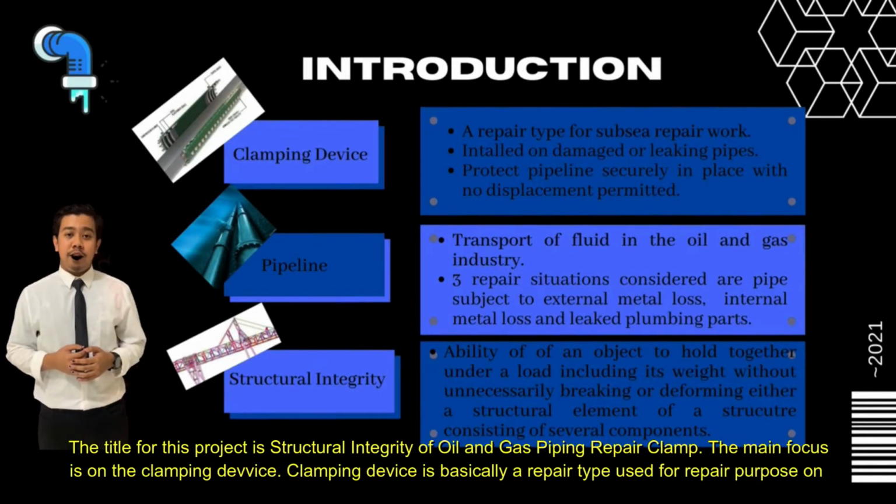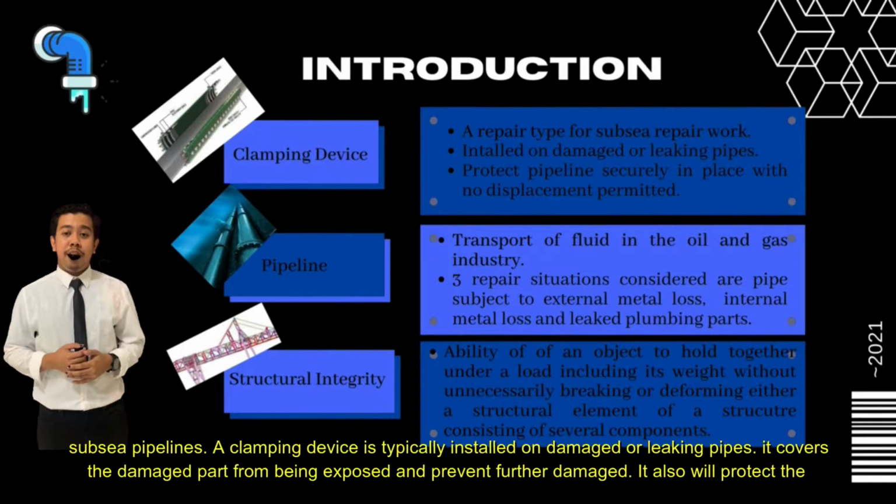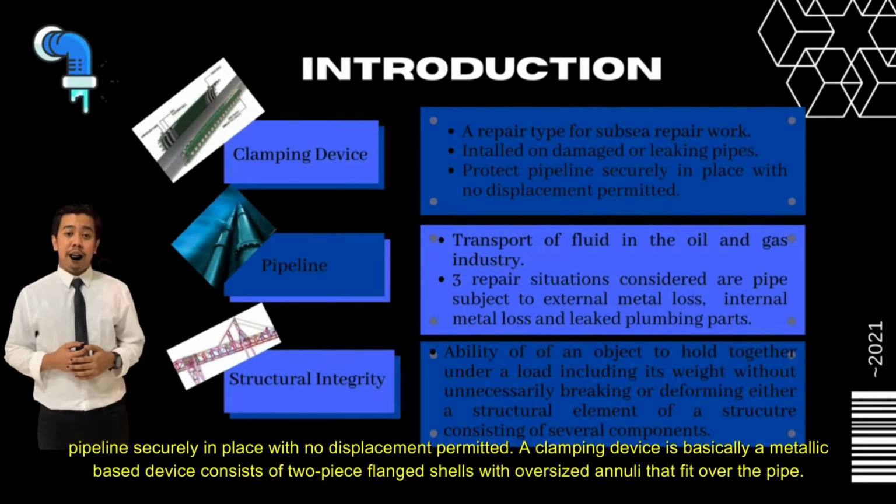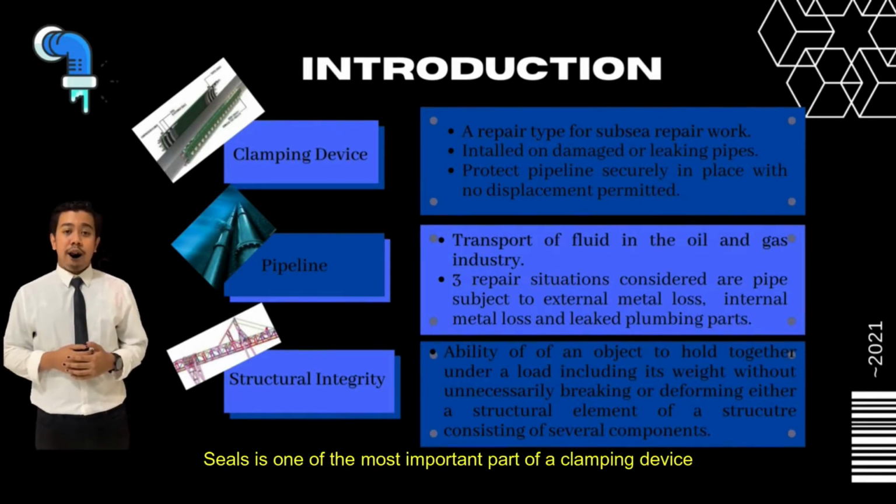The main focus is on the clamping device. A clamping device is basically a repair type used for repair purposes on subsea pipelines. The clamping device is typically installed on damaged or leaking pipes. It covers the damaged part from being exposed and prevents further damage. It also holds the pipeline securely in place with no displacement permitted. The clamping device is basically a metallic-based device consisting of two-piece flange shells with oversized annuli that fit over the pipe. Seals are one of the most important parts of a clamping device.